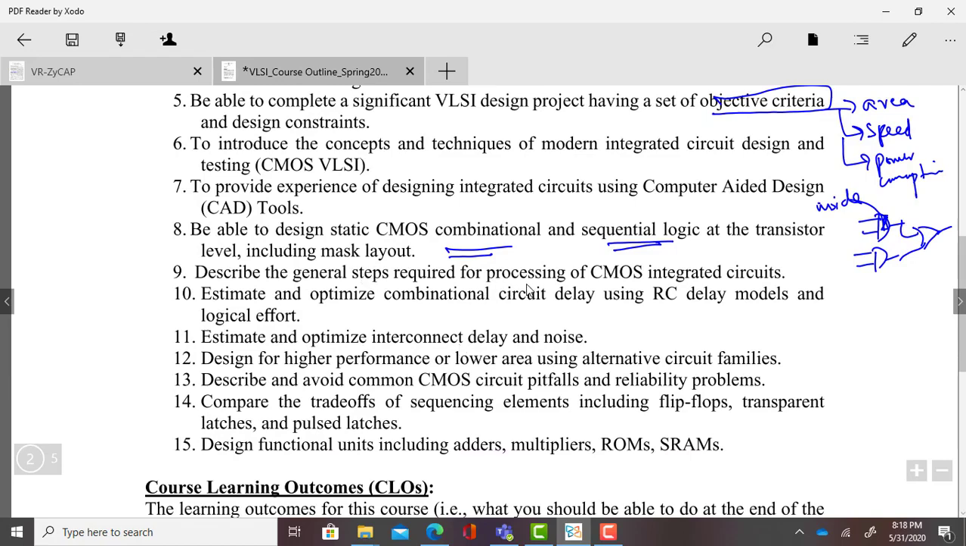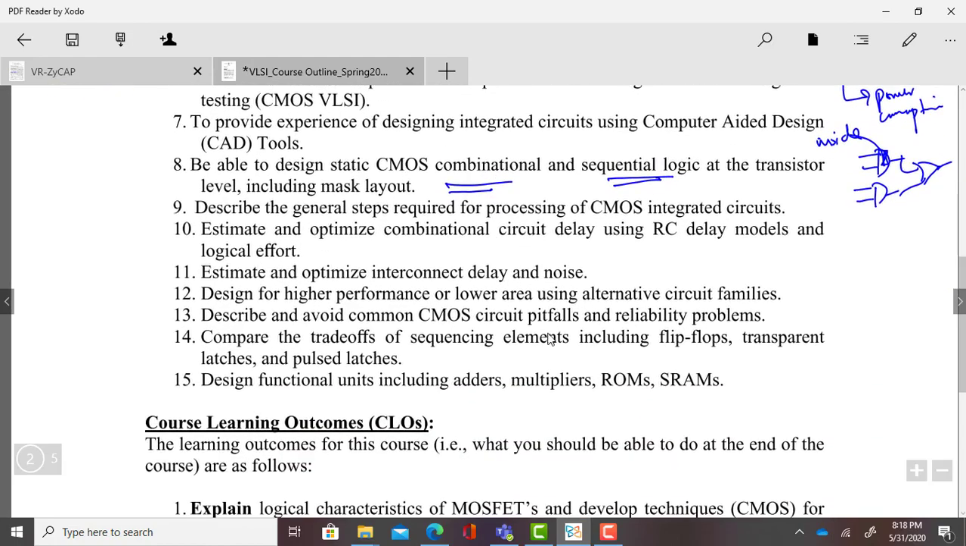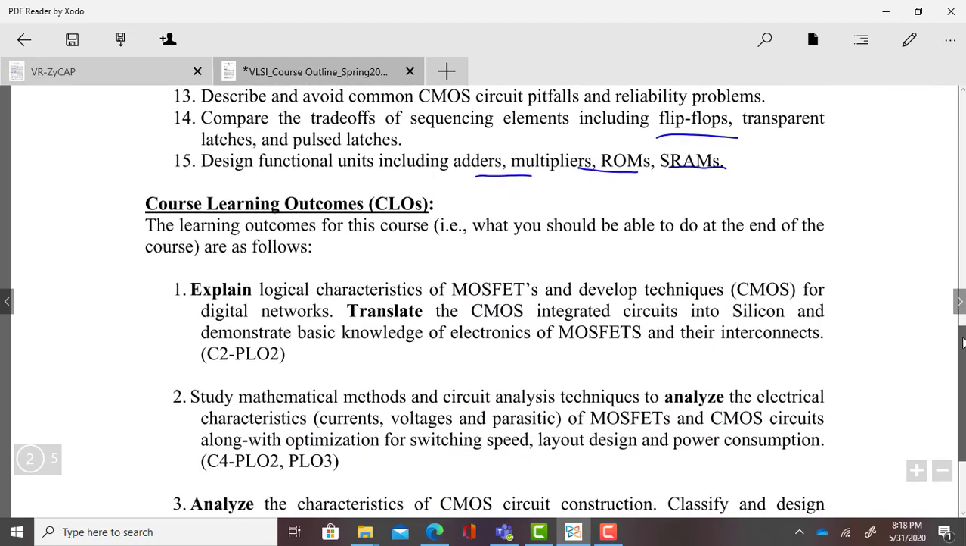Okay, so describe the general process steps required for processing of CMOS circuits. Okay, and then we will study, for example, flip-flops, latches, and adders, multipliers, ROMs, and strings. So these are the course learning objectives.